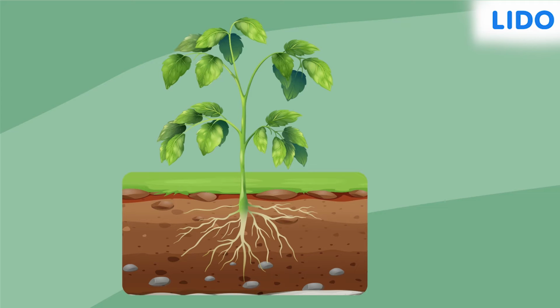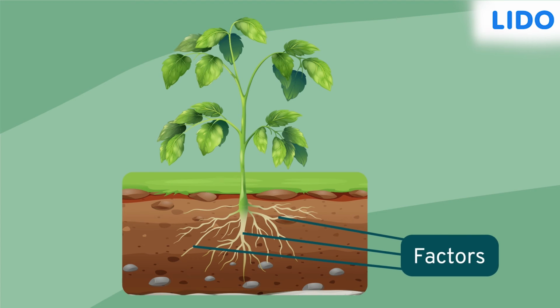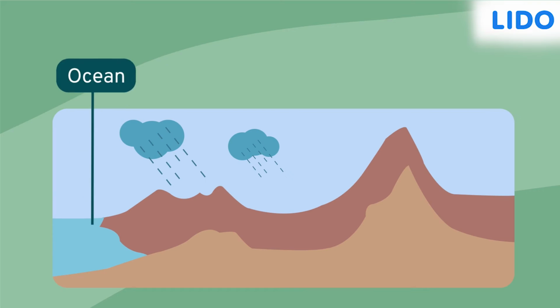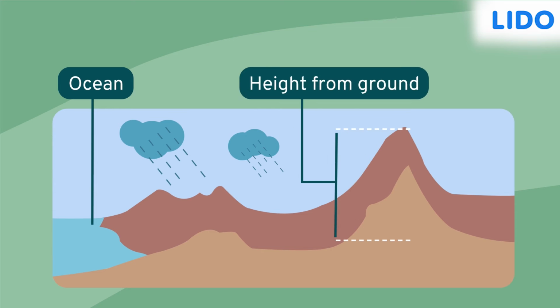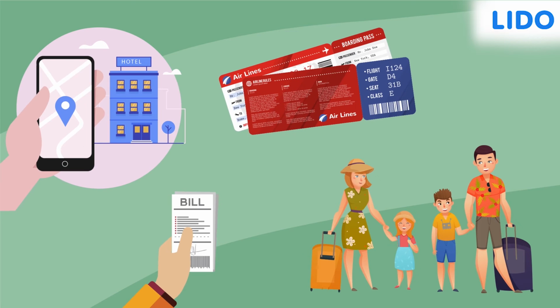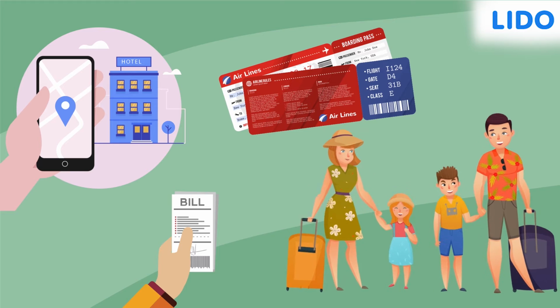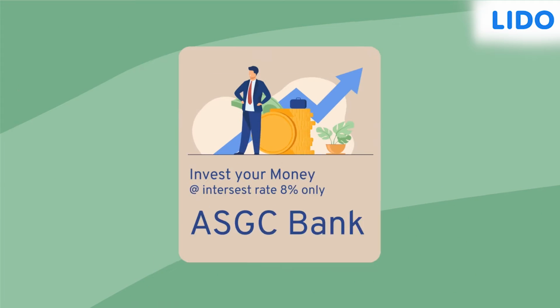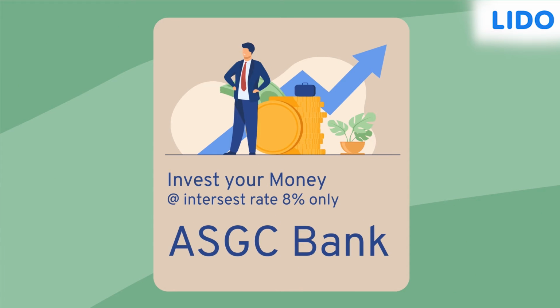We've all heard and used the word factors so much, haven't we? Factors on which the weather depends, factors that determine the victory of a team in a cricket match, and factors that determine the total expenses of a vacation, like the cost of tickets, the climate, and the number of people, to name a few.